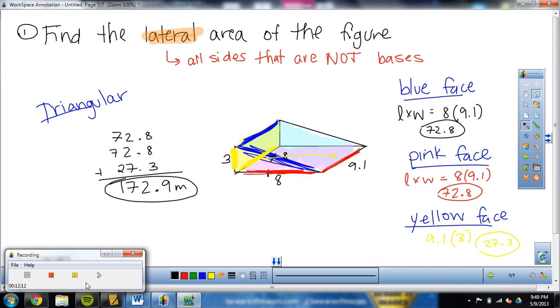So, what you need to come to class ready with is make sure you understand the difference between the faces, the lateral faces, which is what we just calculated with the blue, the pink, and the yellow, and the bases, which our bases are our triangles, highlighted in orange. If you have this general concept down, we're going to talk about this more when we get back into class.